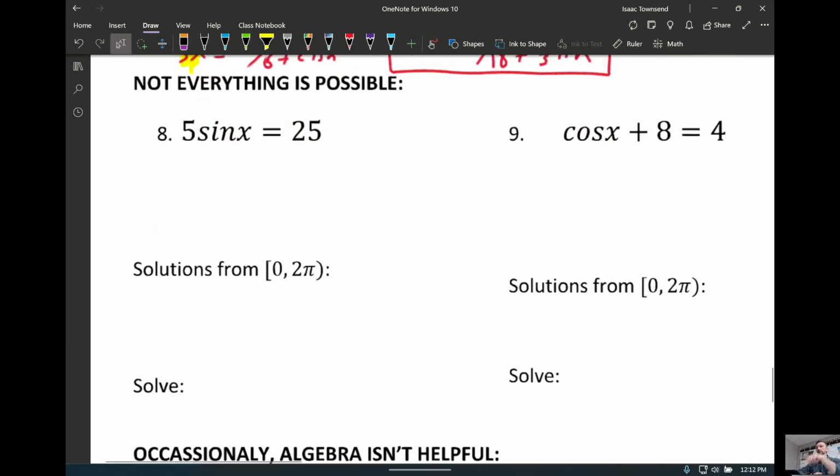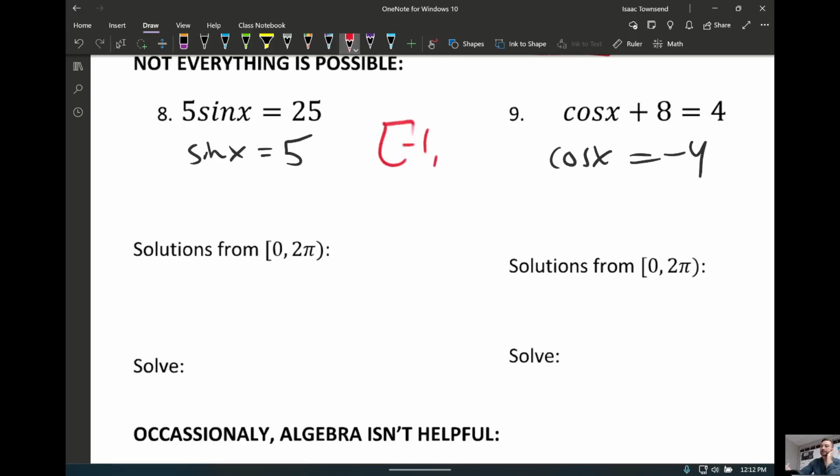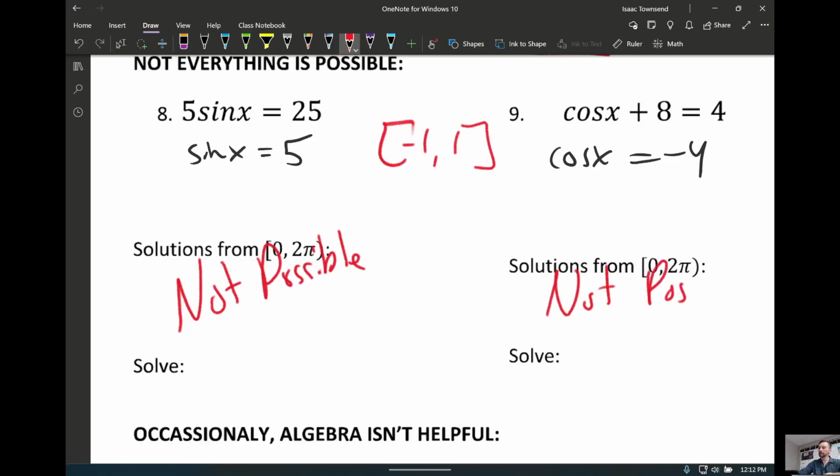Okay, and we got 2 more questions to look at. We kind of already talked about these two, but I needed to explicitly say it. Not everything is possible. If you try to divide both sides by 5 here, or subtract 8 from both sides here, sine and cosine, if you think about their graphs, only go up as high as 1 and down as low as negative 1. So sine can never be as much as 5. Cosine can never be as low as negative 4. So that comes up. And so I don't want you to waste too much time trying to make it work when some stuff just doesn't work.